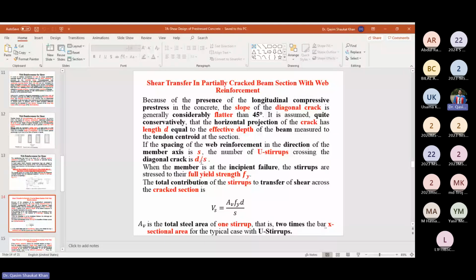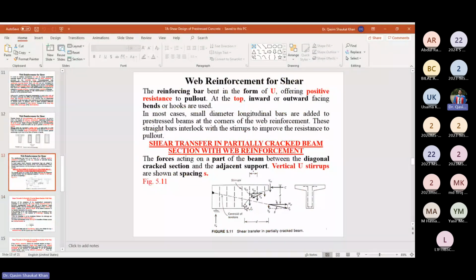This point everyone agrees. This is the effective depth, and the horizontal projection of the crack has been taken. The length of the horizontal projection of the crack has been taken equal to d, that is the effective depth of the section. s is the distance between the U-shaped stirrups. So the number of U-shaped stirrups in the horizontal projection of the crack length d is d over s. So you can see in this length you can have 1, 2 and 3 stirrups, d over s.